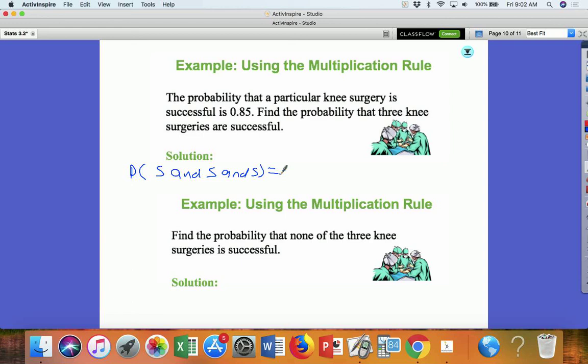Now, I'm going to tell you that I'm making the assumption that one surgery's success is independent of the others. Like, how one went isn't going to affect the chances of the other. I'm just going to say that I think this is independent. Okay? So that means that we're going to take the probability of success times itself 3 times. So that's going to be 0.85 times 0.85 times 0.85. And that's about 61%.